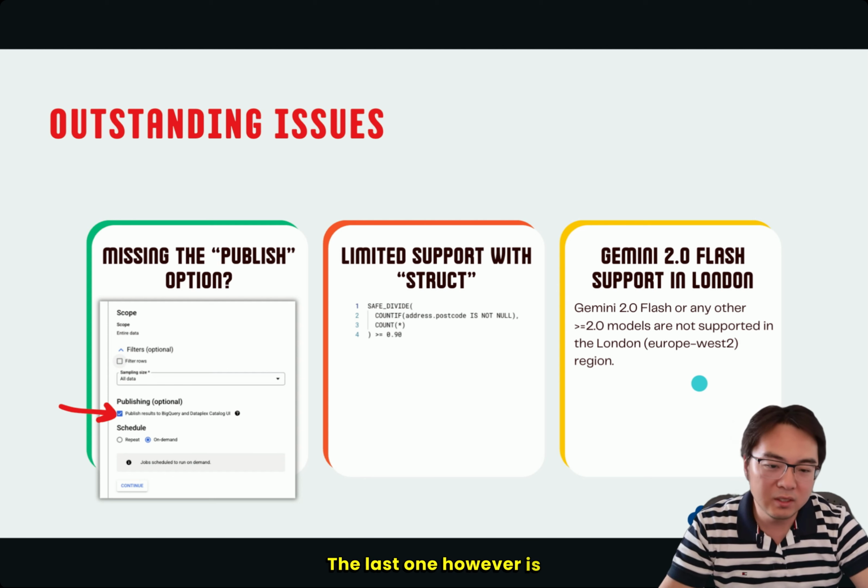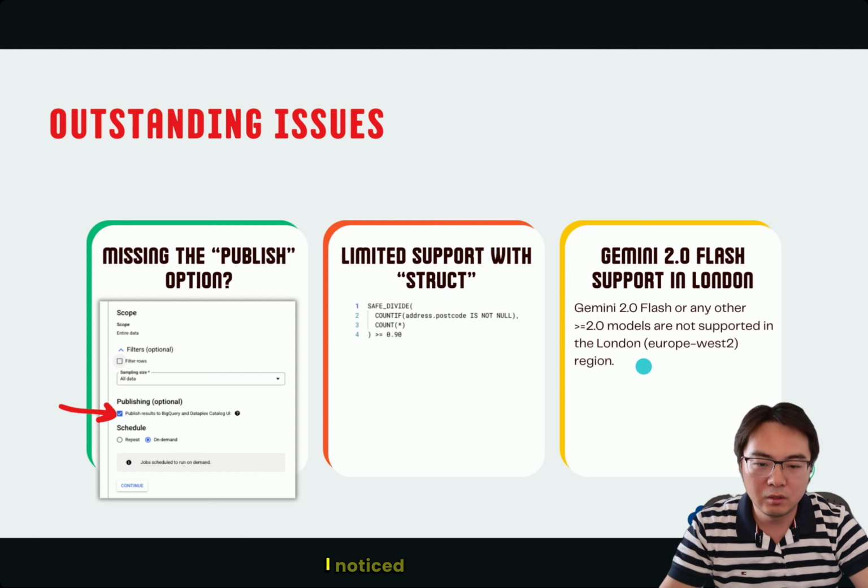The last one, however, is quite a big problem. I noticed this a while ago, so I'm not entirely sure of the reason. But Gemini 2.0 or beyond, or the Pro models as well, or the other models, nothing beyond 2.0 is available in the London region, aka Europe West 2, right? I'm not sure why. It seems to be available in all the other European regions, just not London. It could be the constraints that the Google API has.